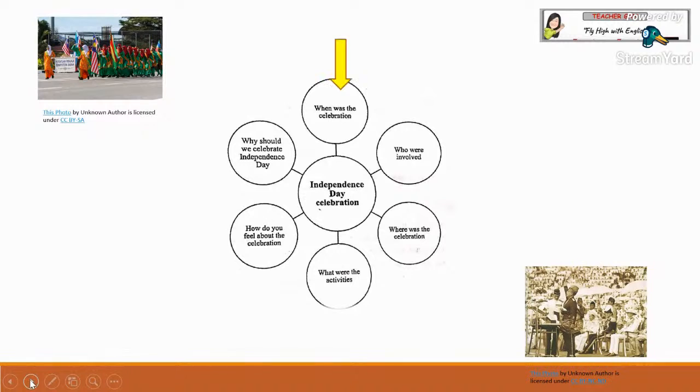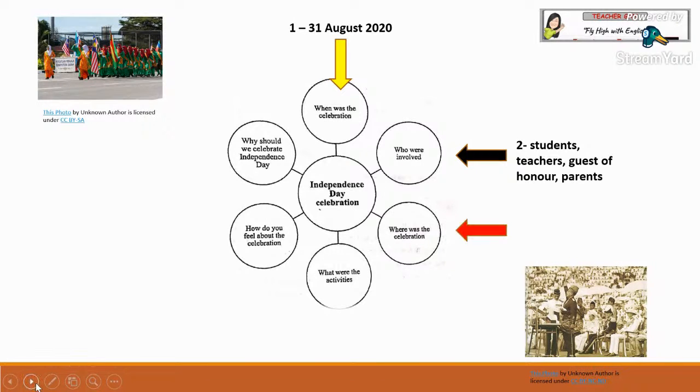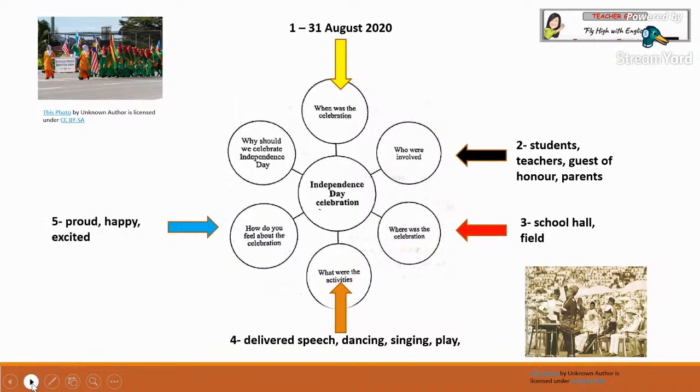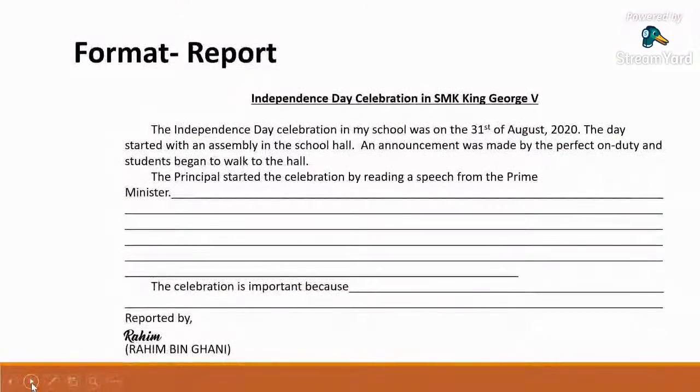Okay, we were here just now. I repeat the first one. Please look at the notes and think of ideas that you can write. Okay, let's move on. So the format, don't forget, for a report, you must have a title.